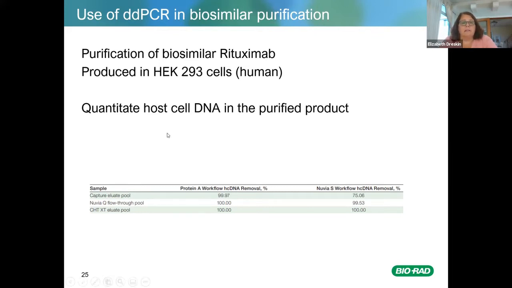coli cells. But it's important that the host cell DNA be quantitated, because the FDA has rules about how much could be present in the purified product that you would treat a patient with. So we've assessed the loss of host cell DNA during our purification process so that in our final product we've lost all of our host cell DNA. We can't detect it anymore.